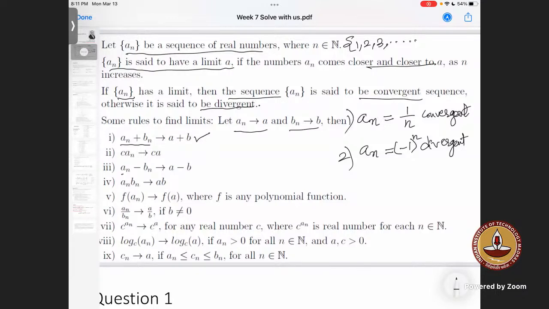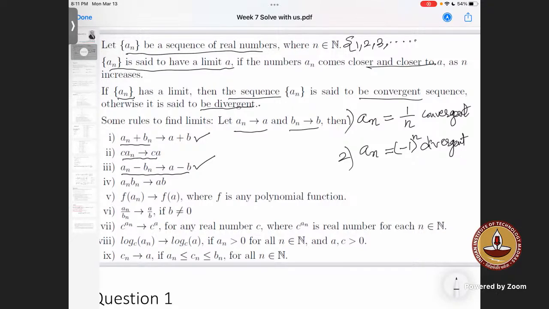Similarly, the limit for an minus bn will be simply a minus b. If an has some limit a and bn has some limit b as the value of n increases, then the limit of an plus bn will be a plus b, and an minus bn will be a minus b. And c times an, where c is any real number, will have the limit ca. Simply the constant will multiply with a. Is that clear?